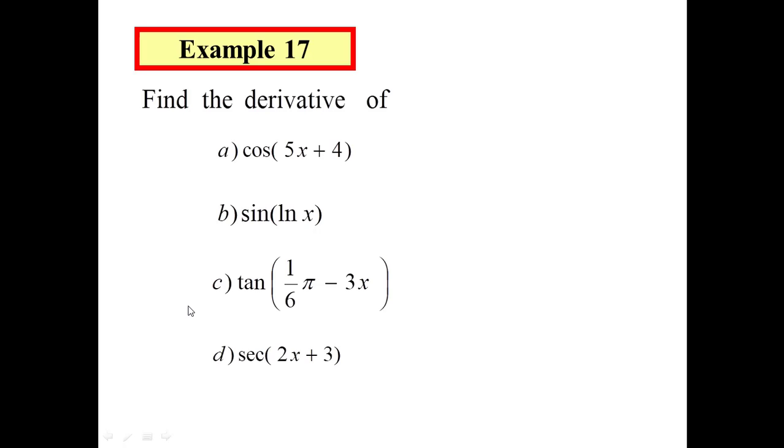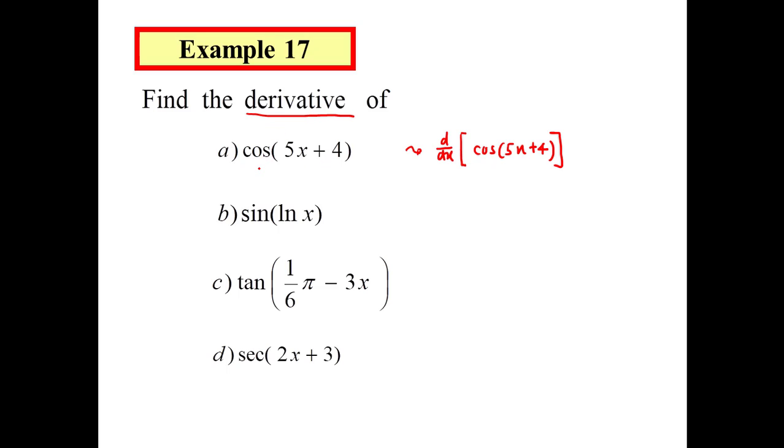From example 17, the question mentions finding the derivative. So when the question mentions derivative, it means that we are going to do something as d/dx of a function, cos(5x + 4). The notation d/dx represents the derivative of, because this question does not give you y equals to something, it just gives you a function here.